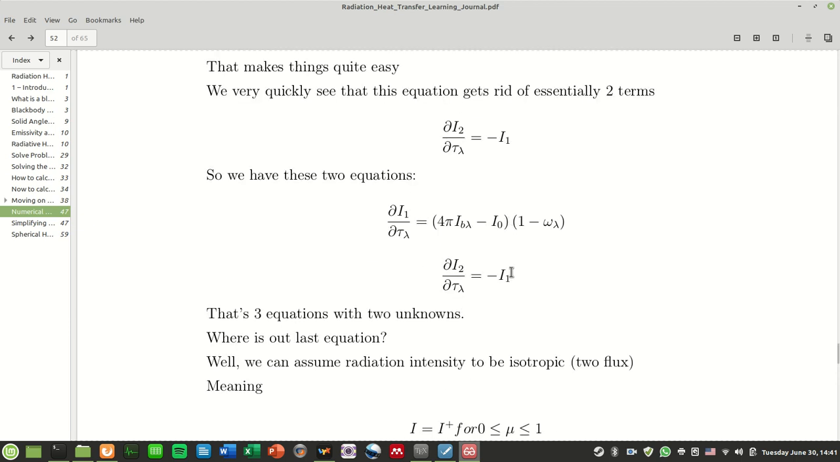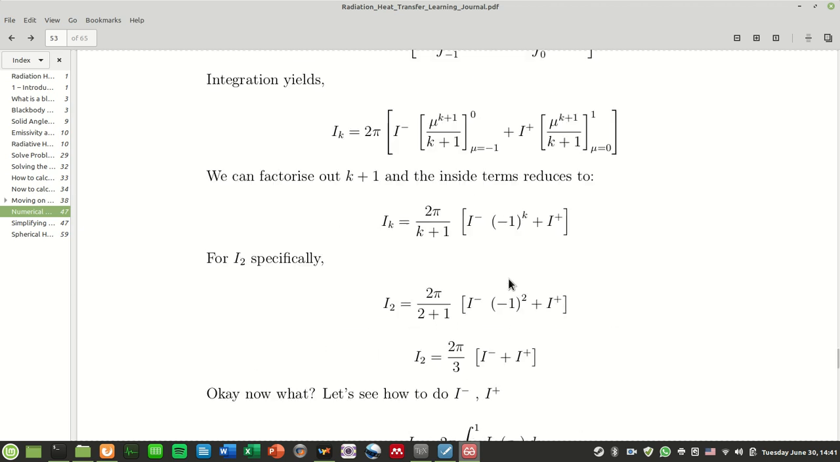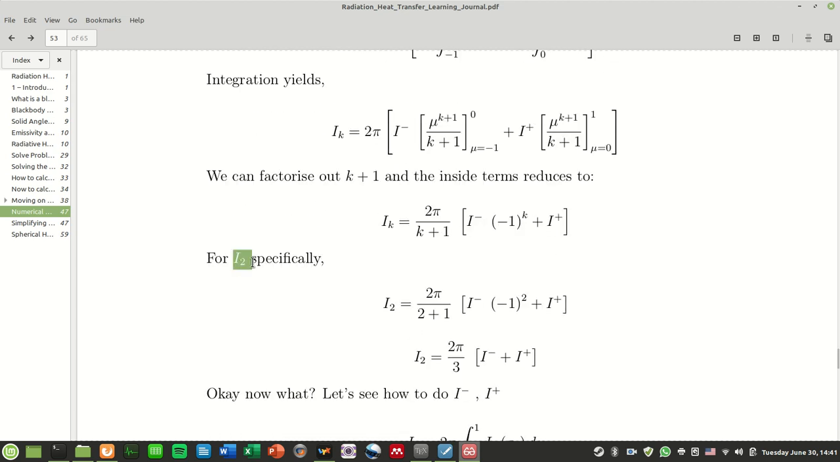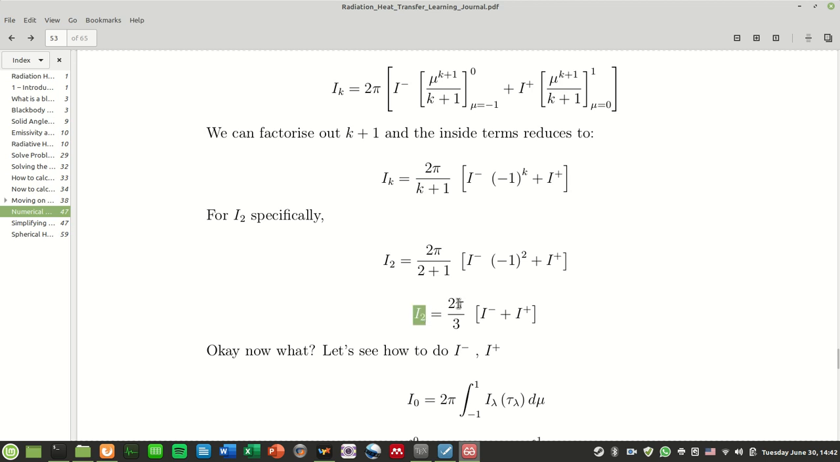We had these two equations, so we needed one more equation. Let's try looking at our second moment equation, I2. Let's substitute k equals 2, and this is the result. -1 to the power of 2 is just 1, and then we have k plus 1 at the bottom, which will result in I2 being 2 pi over 3 times I minus plus I plus. So this is half of our third equation.